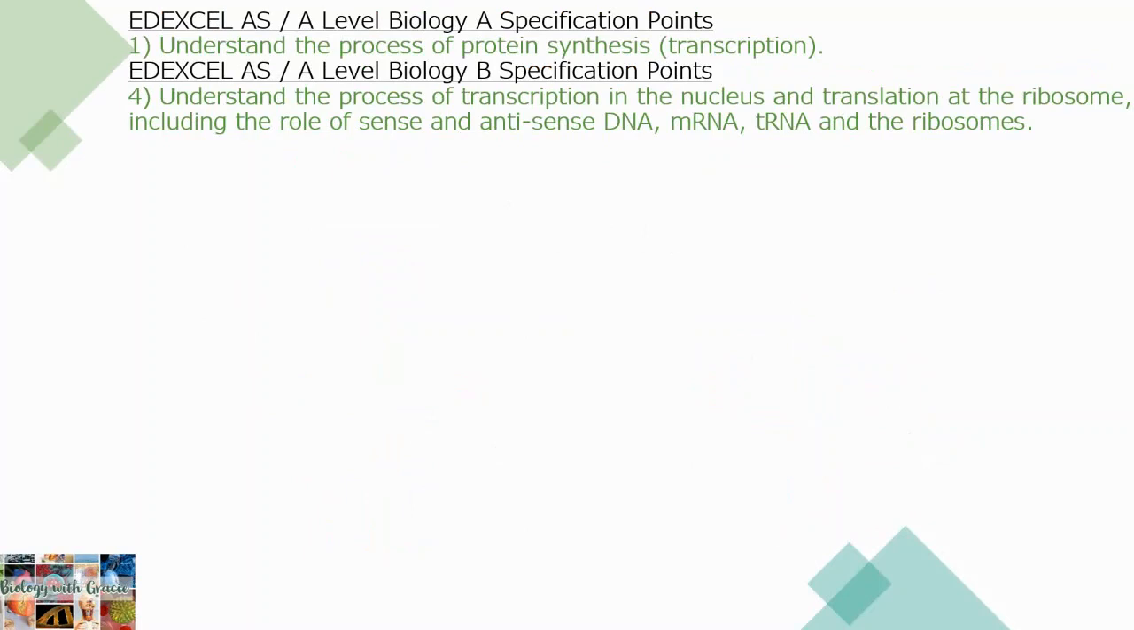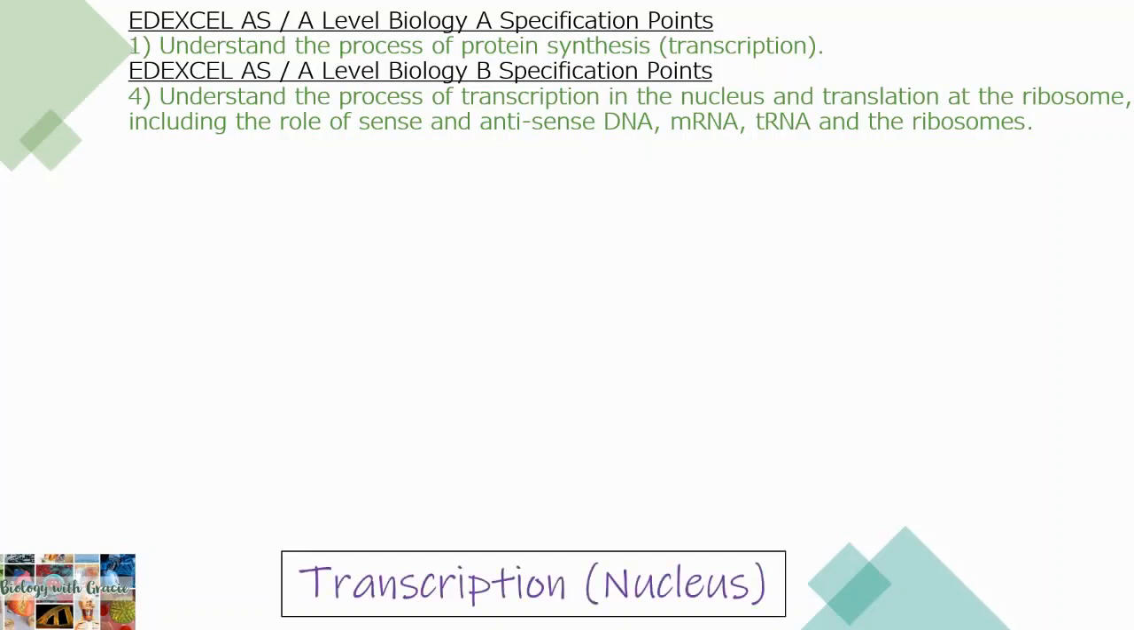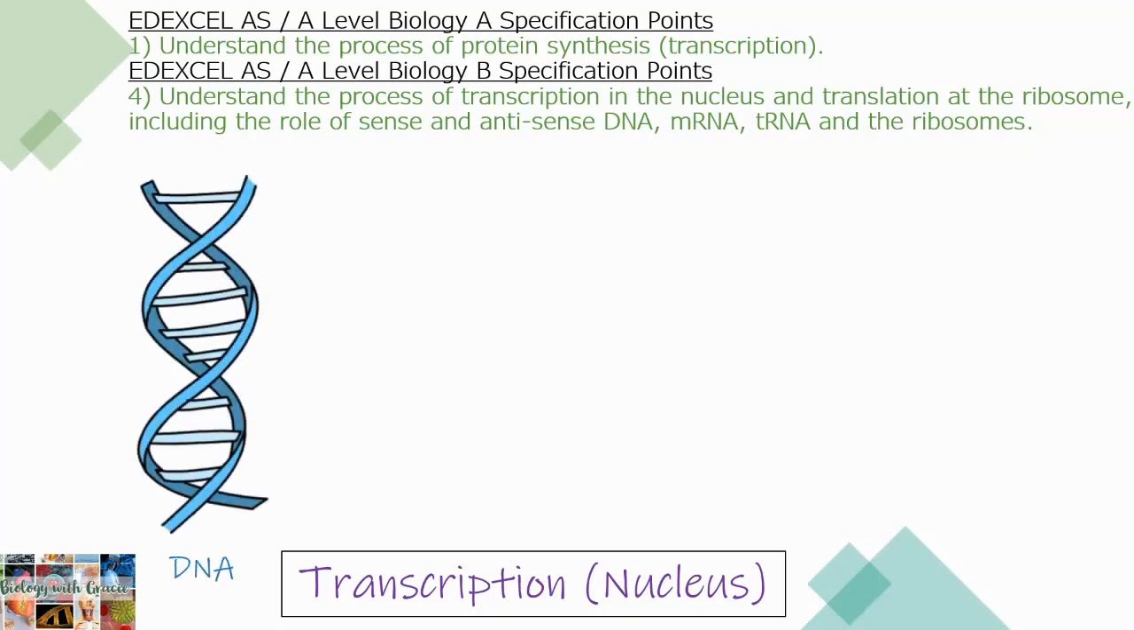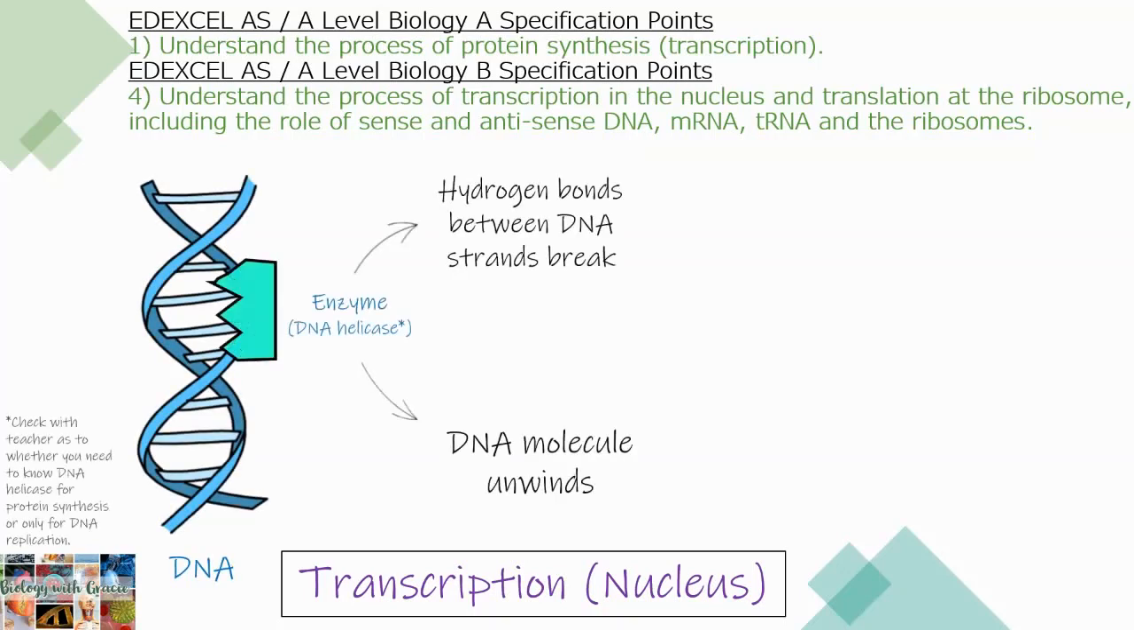We've then got our points for biology A and biology B in describing the process of protein synthesis. So transcription is the first stage of protein synthesis, and this occurs in the nucleus. So here we've got our DNA molecule, and an enzyme which is called DNA helicase actually breaks the hydrogen bonds between the DNA strands, between the complementary DNA bases on these strands, and the DNA molecule unwinds.